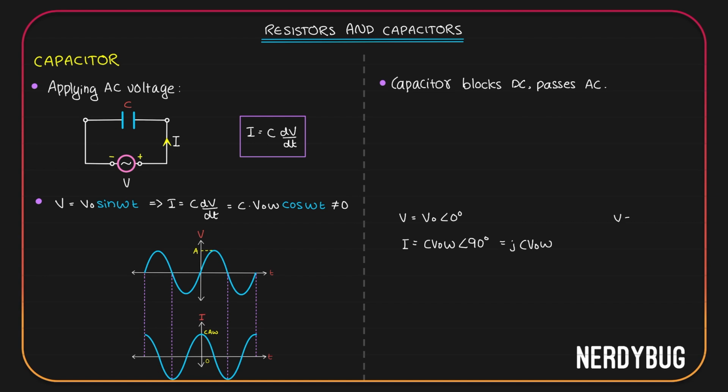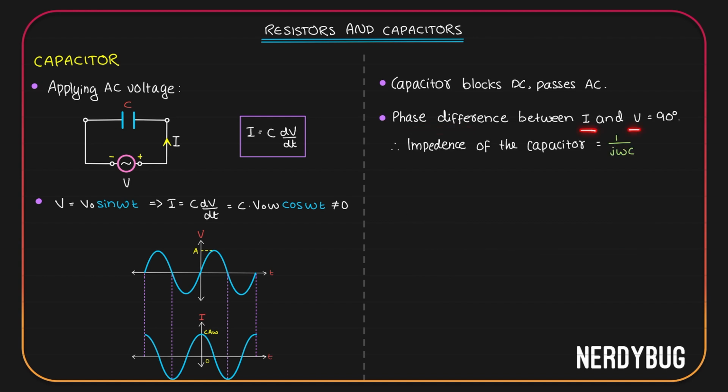In the case of a resistor, we wrote V is equal to IR. Then R will be V by I. Let us find an equivalent property of the capacitor here. V by I will be V naught divided by j C V naught omega. V naught and V naught get cancelled. We get 1 by j C omega. So V by I is 1 by j C omega. It is the impedance of a capacitor. Let's write it down. Phase difference between I and V is 90 degrees. So the impedance of the capacitor is 1 by j omega C.